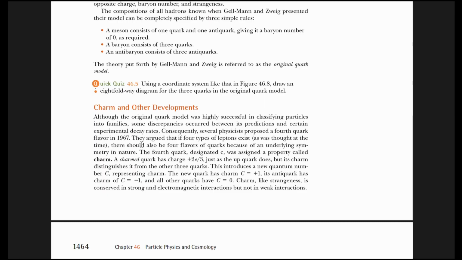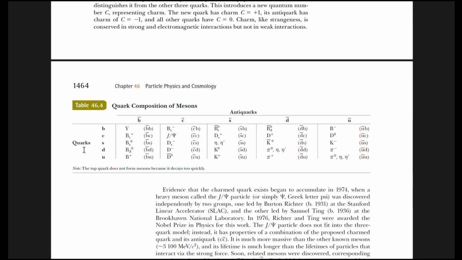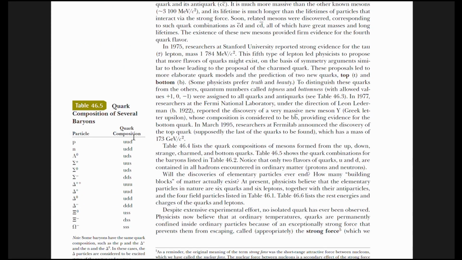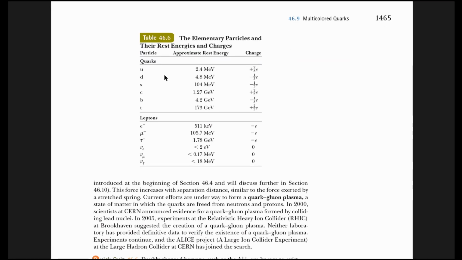In 1967, they argued that if 4 types of leptons existed, as was thought at the time, there should also be 4 flavors of quarks because of an underlying symmetry in nature. The 4th quark, designated C, was assigned a property called charm. A charmed quark has a charge of, okay, this is crazy, man. There's so much stuff going on here. We got quarks, they're strange, they're charm. Like, what is this? Quark composition of several baryons. We're going to zoom through.